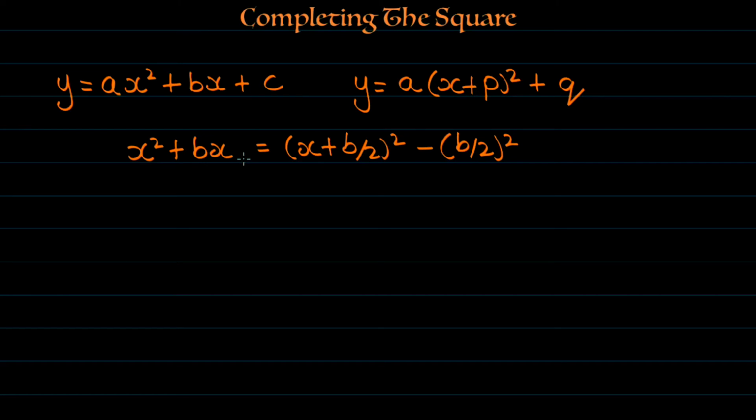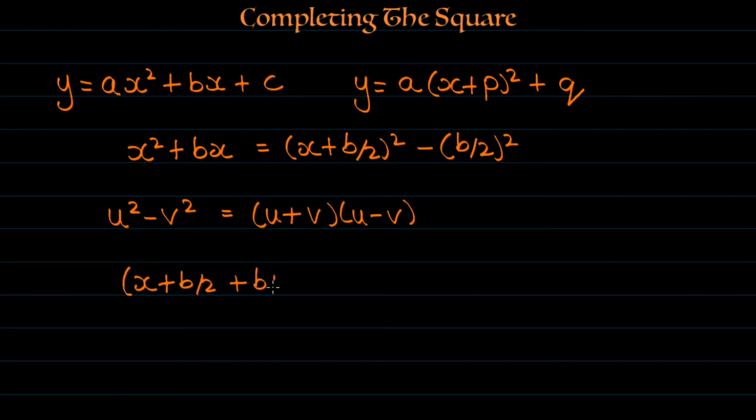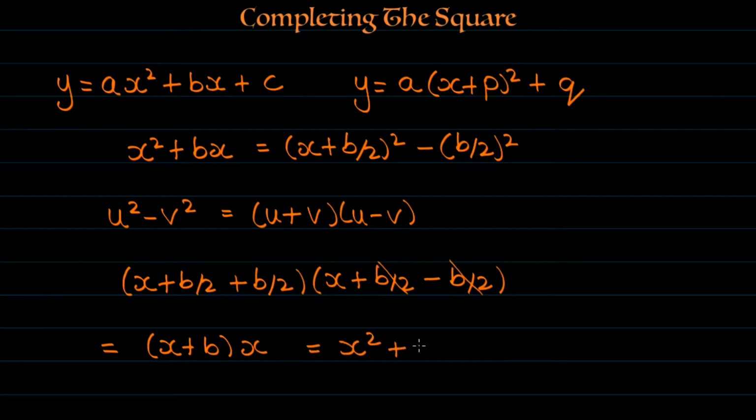Before I show you this trick in an example, let's just prove to ourselves that this is true. So we could expand the right hand side, and hopefully we would end up with x squared plus bx. But we also notice that the right hand side is a difference of two squares. And whenever you have a difference of two squares, say u squared minus v squared, it can be rewritten as (u plus v) times (u minus v). So in this case, we can rewrite the right hand side as (x plus b over 2 plus b over 2) times (x plus b over 2 minus b over 2). And so in the left bracket we get x plus b, and in the right bracket these two will cancel, so we end up with x. And expanding we get x squared plus bx, which is what we wanted to show.